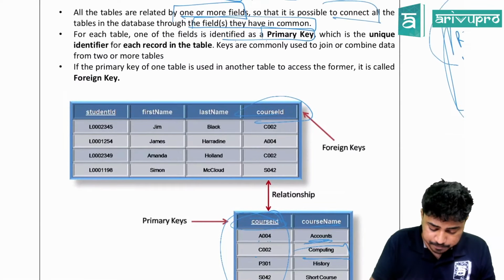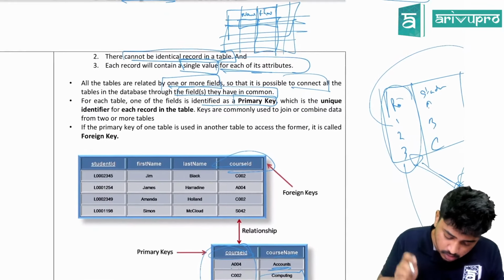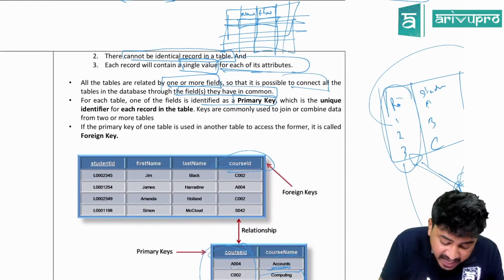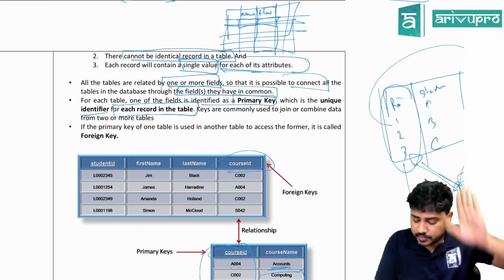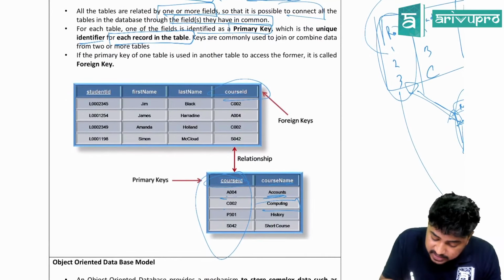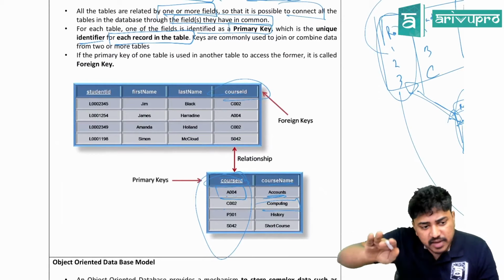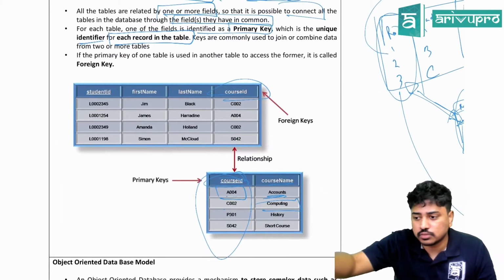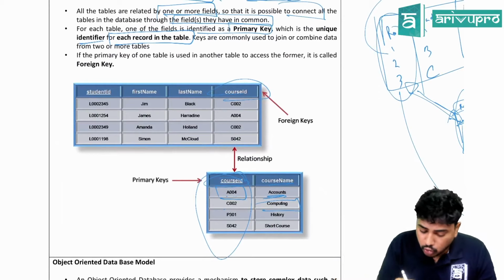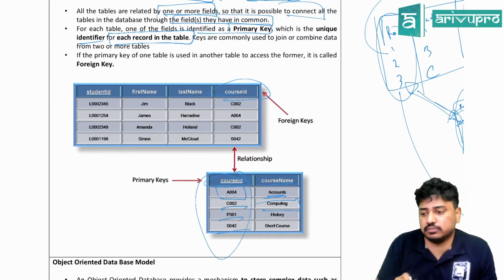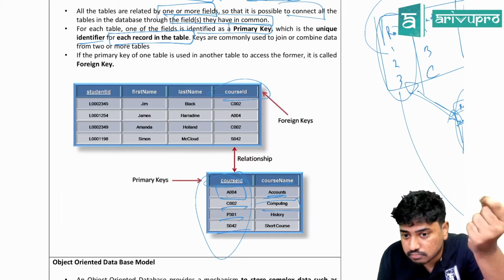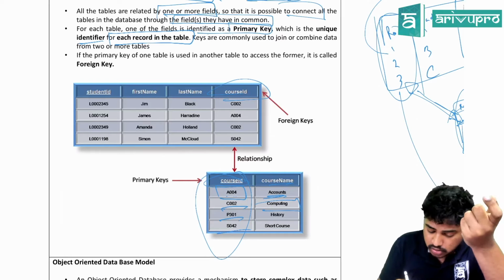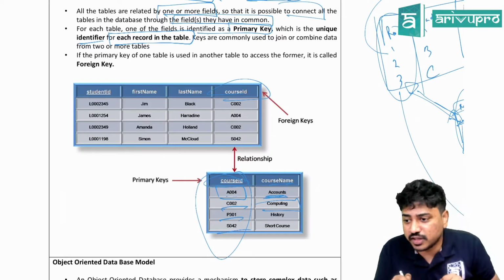Okay. Now, the primary key is a unique identifier for each record in the table. What they are saying is that it is unique for each record. So they are taking this course ID. Can course ID be the same for two records? No, it will not. Course ID is very unique. But name, can it be the same? There is a possibility. So accounts, can it be the same? Yes.